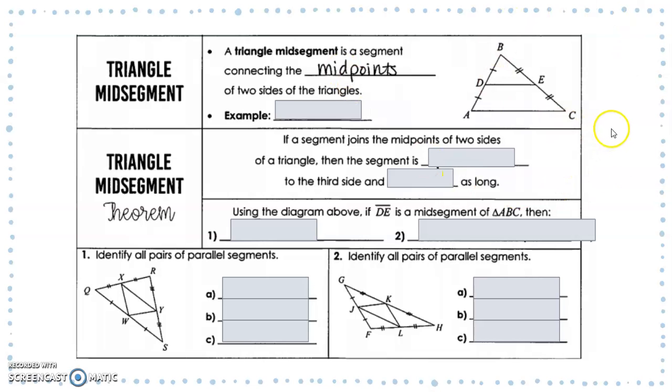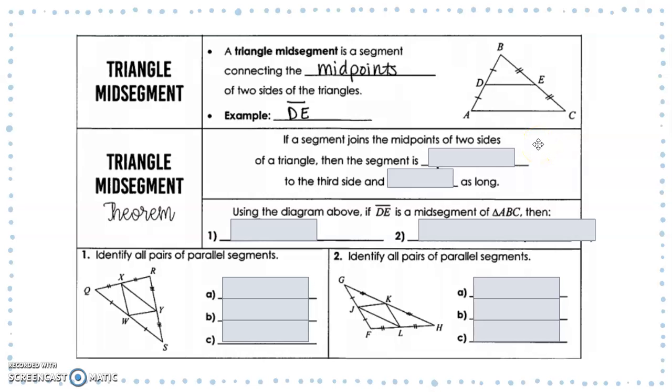So looking at the triangle to the right, I see that D is the midpoint of AB, that's why BD and DA are marked as congruent, and E is the midpoint of BC. So my triangle midsegment in this case would be line DE. It's connecting those midpoints.